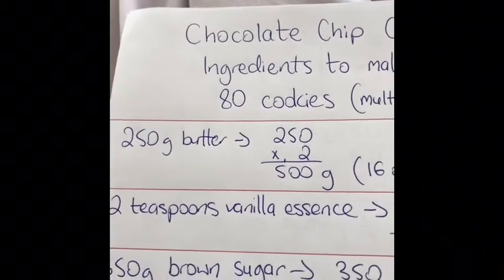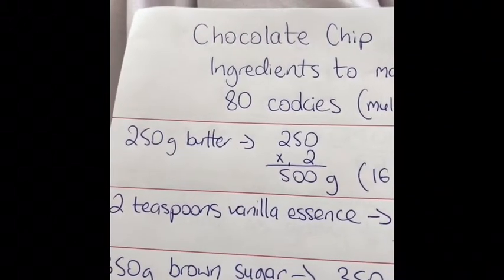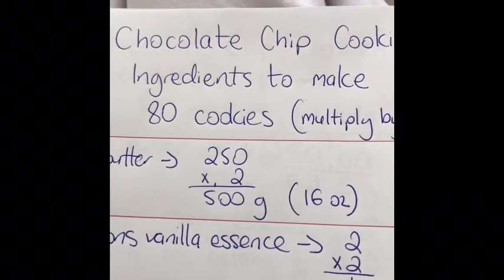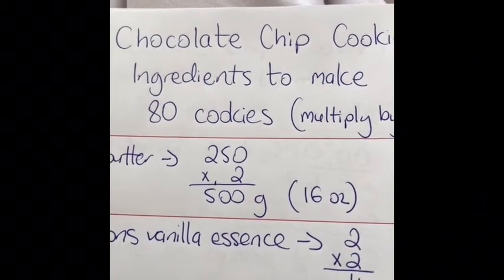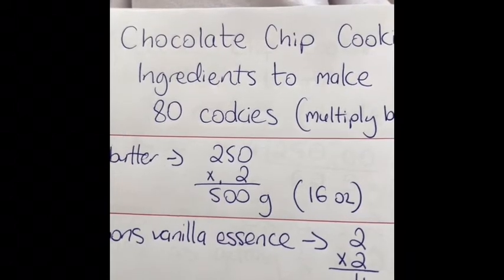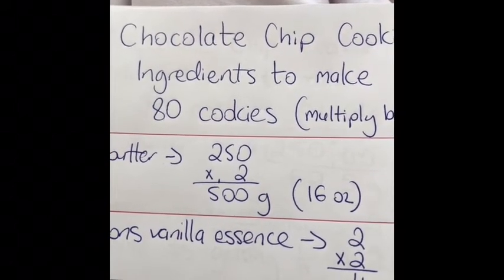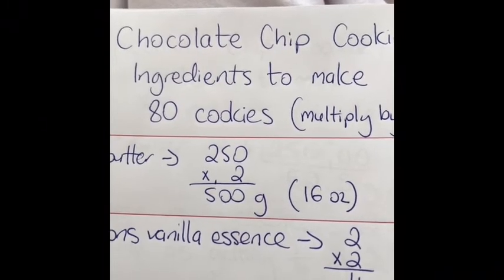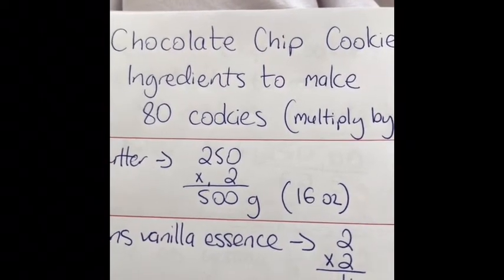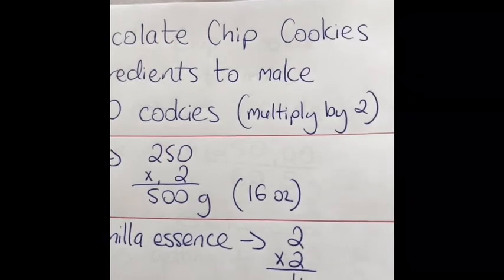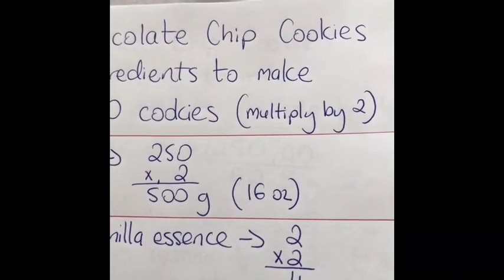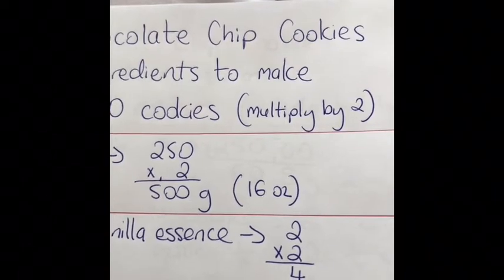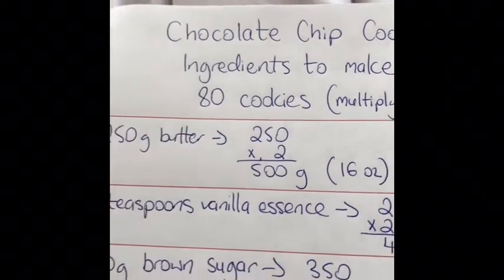So you look at your butter, 250 grams of butter we need. So we're going to multiply the butter by 2. So 250 multiplied by 2: 2 times 0 is 0, 2 times 5 is 10, put down your 0, carry your 1, 2 times 2 is 4, and 1 is 5. So we'll need 500 grams of butter. And it's 16 ounces. We double the 8. I know it says ounces in the recipe book as well. So 8 multiplied by 2 would be 16 ounces.